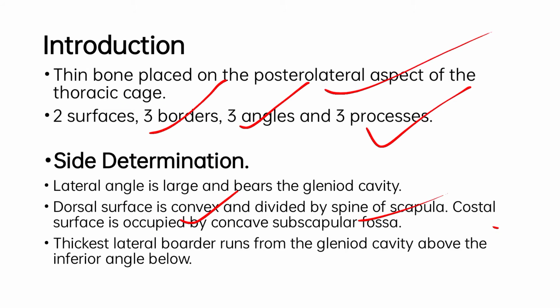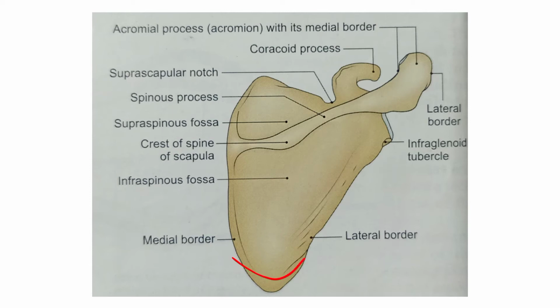Thickest larger border runs from the glenoid cavity above to the inferior angle. This is the inferior angle.